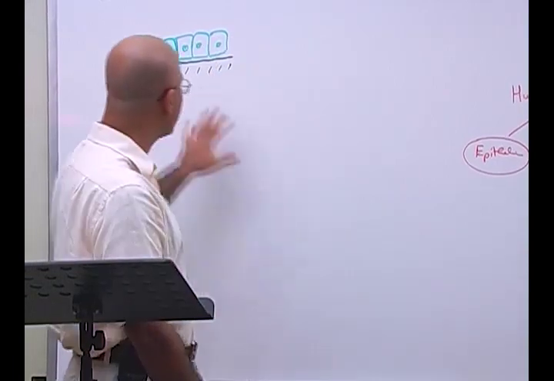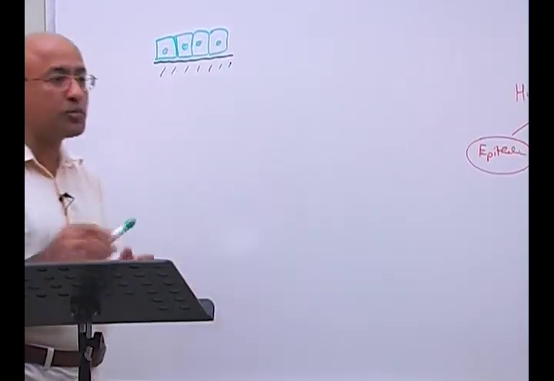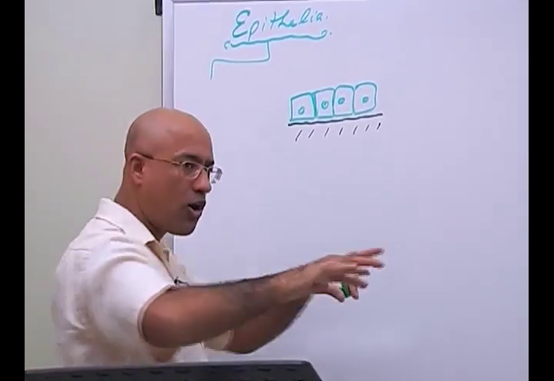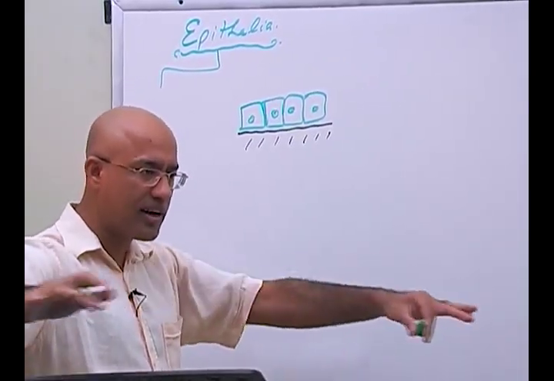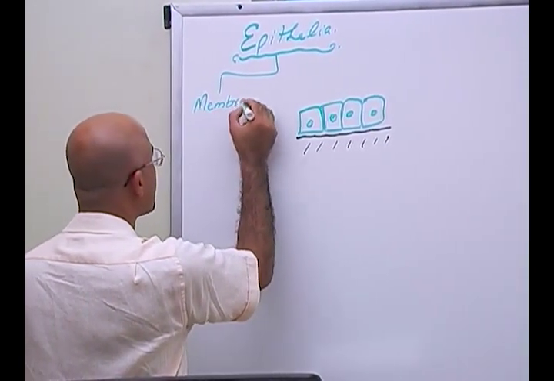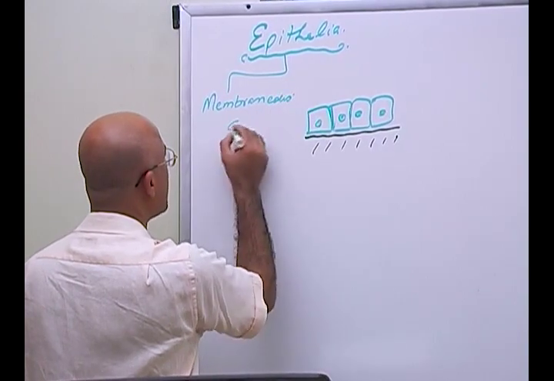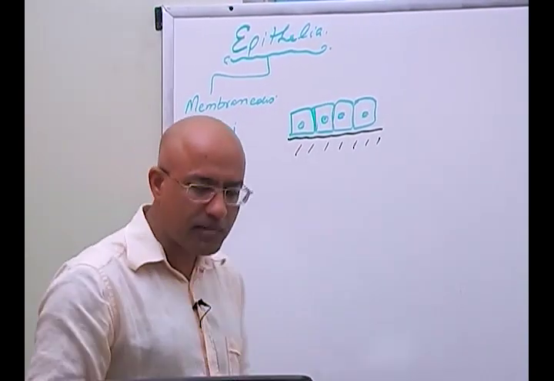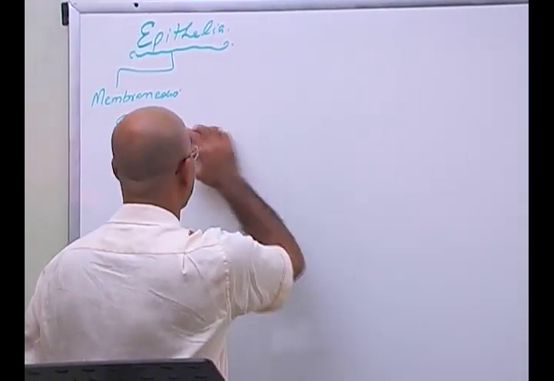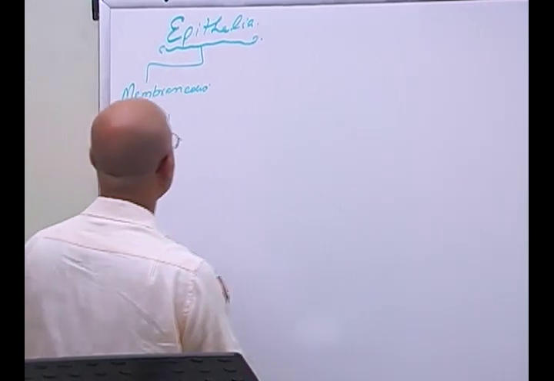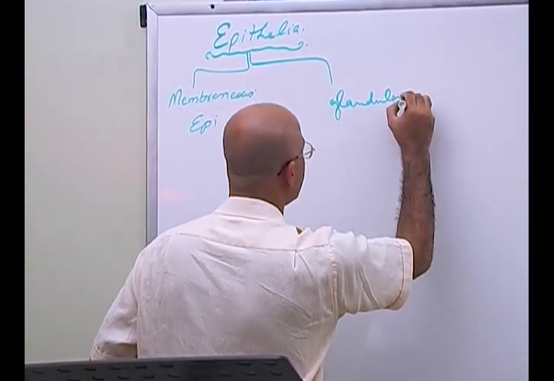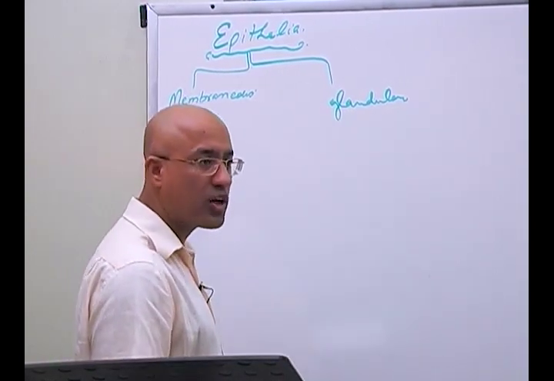And now these epithelial cells are arranged basically in 2 fashions. The epithelial cells are arranged as long sheets of cells. Cells are arranged in sheets. So we can say membranous epithelium. Or in some parts of the body, epithelial tissue makes glandular tissue, glands, right? Glandular tissue or glands, right?